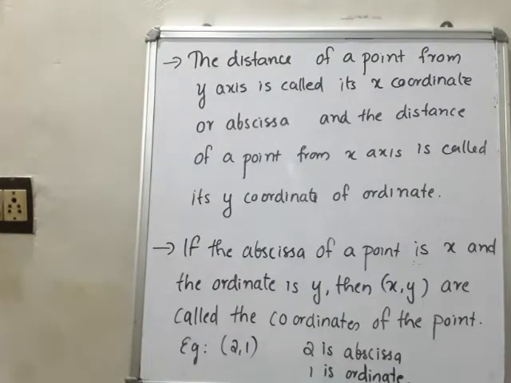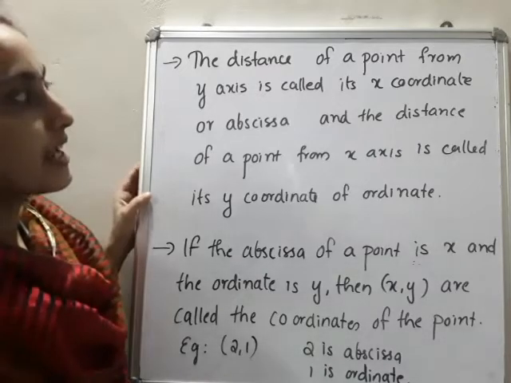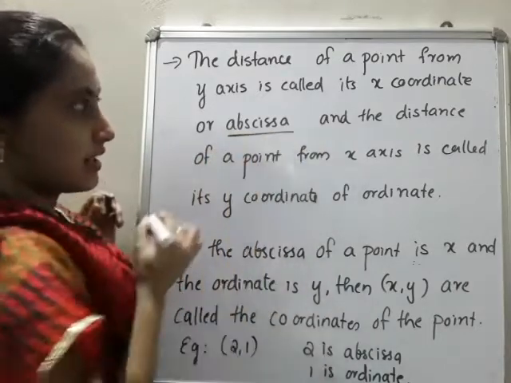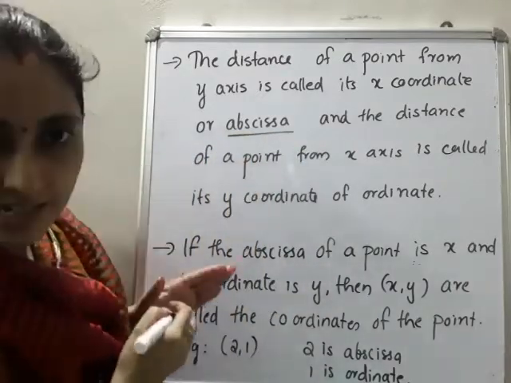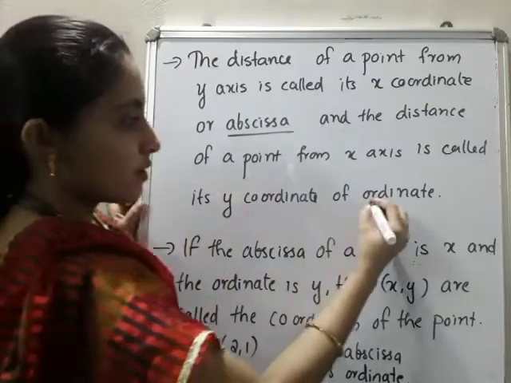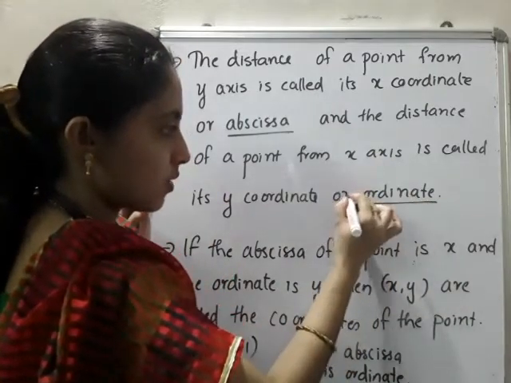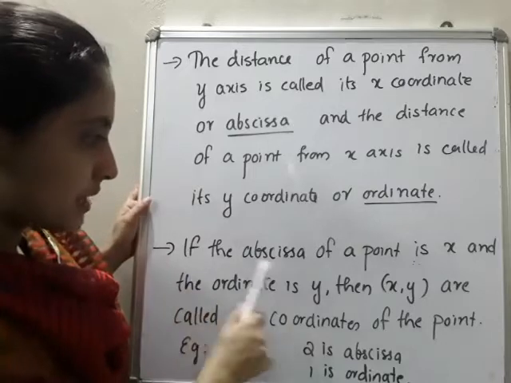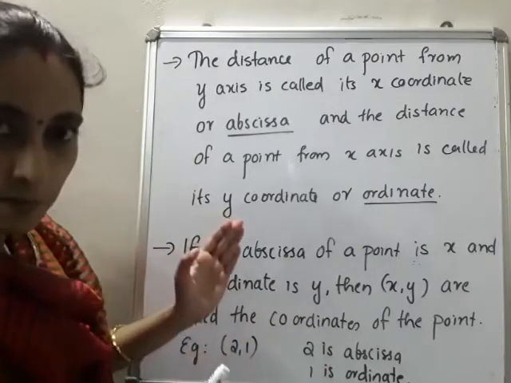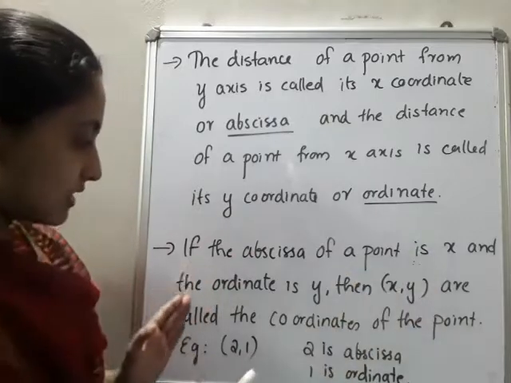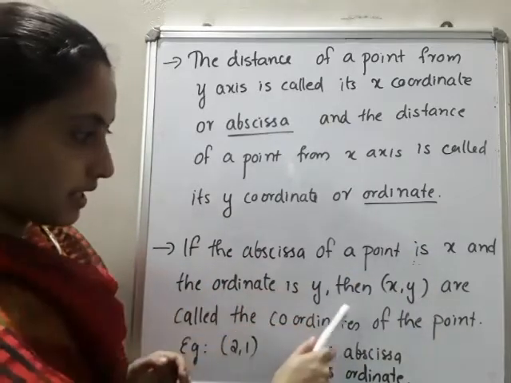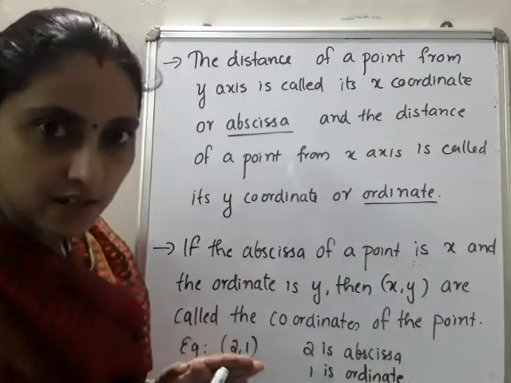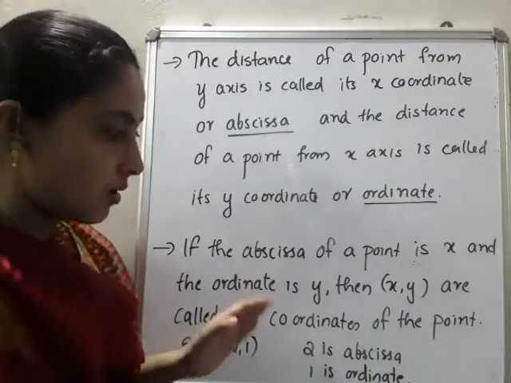The next point is the distance of a point from the y-axis is called its x-coordinate, or another name is what? Abscissa. That is a new name, so please underline that. And the distance of a point from the x-axis is called its y-coordinate or ordinate. If the abscissa of a point is x, the first coordinate, and the ordinate is y, then x and y are called the coordinates of the point (x, y). We read it as coordinate (x, y).